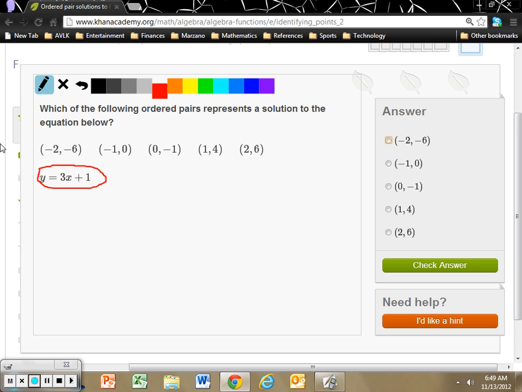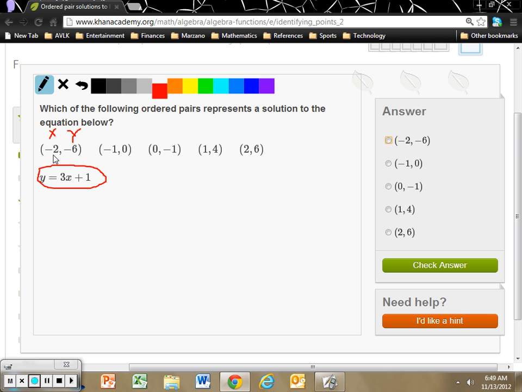So taking a look, they give me a bunch of ordered pairs. -2, -6; -1, 0; 0, -1; 1, 4; and 2, 6. And if you recall, we're talking about ordered pairs. Each of these are then assigned either an x value or a y value. Remember, just like in the alphabet, x comes first, so the first value is the x value, the second value is the y value. So all I'm going to do is substitute in here.